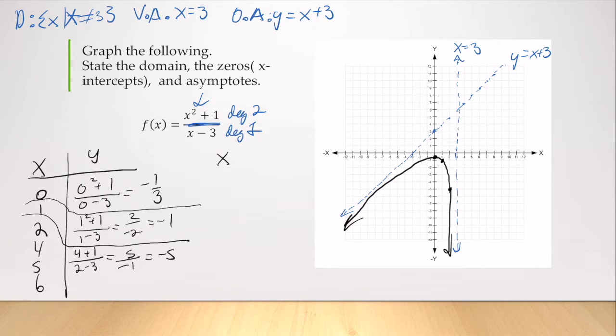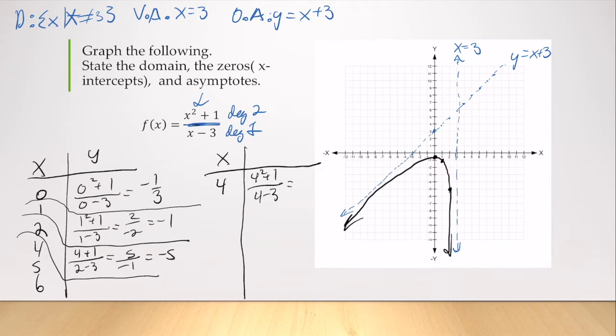Now let's take a look at when x is 4. We're going to make ourselves some more room. So when x is 4, that gives me 4 squared plus 1 over 4 minus 3, which is 17 over 1, which is 17. So when x is 4, y is 17. Oh my gosh, it's like off the charts. When x is 5, that gives me 25 plus 1 over 2. So 26 divided by 2, which is 13. So when x is 5, y is 13.